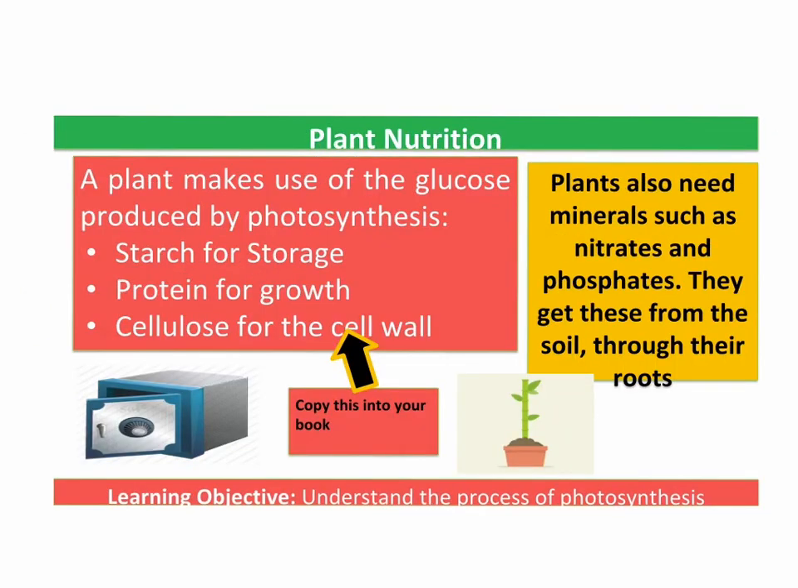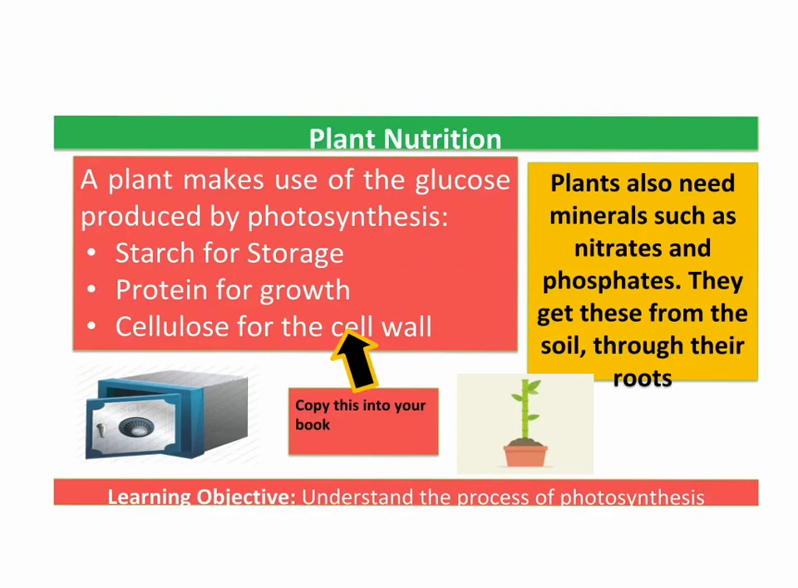Okay, a plant makes use of the glucose produced by photosynthesis: starch for storage, protein for growth, and cellulose for the cell wall. So they can use glucose for various different things in the plant. We're going to look more into that next lesson as well. Can you take that red box down in your books, please?